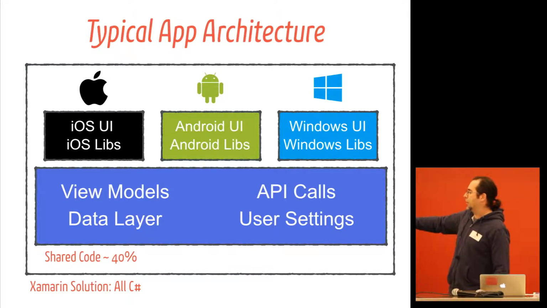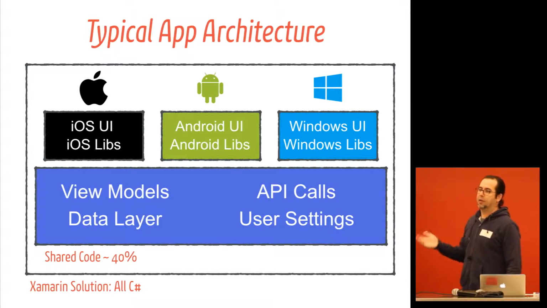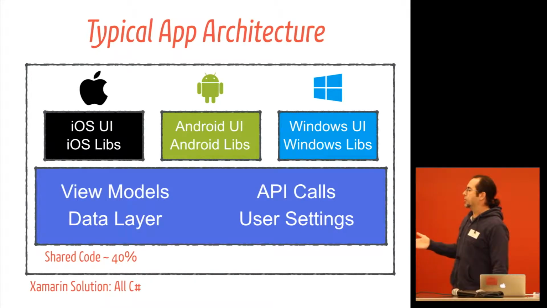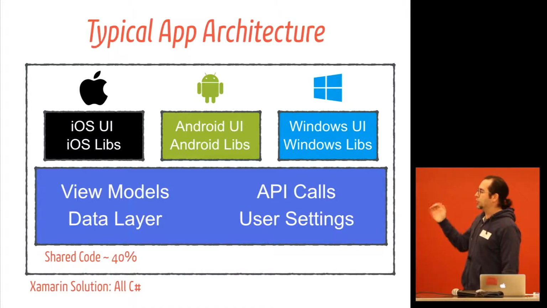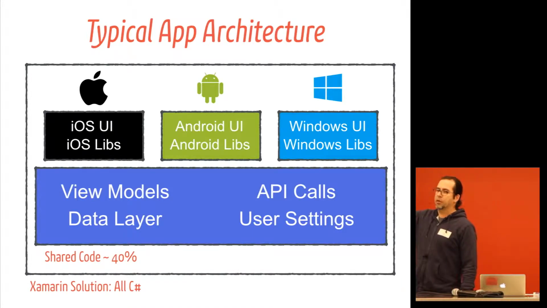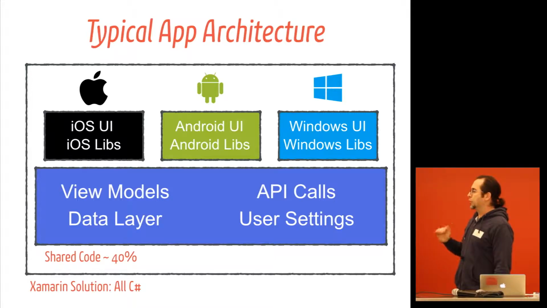Going kind of bottom to top, you've got this shared code layer in which you're going to be making API calls, have your database code, user settings, and one thing that's really nice to put in your shared code is view models. The MVVM pattern was actually started in the .NET world, and it's kind of moved over to iOS quite a bit. I don't see it as much in Android, but in a Xamarin app, it's really, really useful.